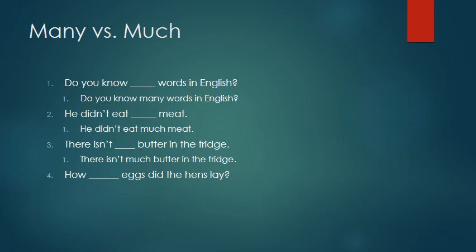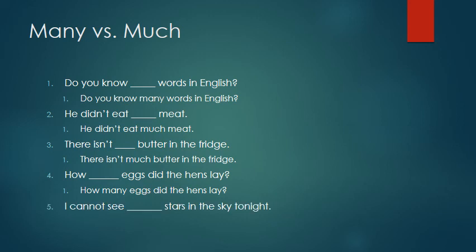How blank eggs did the hens lay? If we look at eggs, we can see that this is count. So this is going to be how many eggs did the hens lay. And then finally, I cannot see blank stars in the sky tonight. We look at stars. We know that that's count. So it's going to be, I cannot see many stars in the sky tonight.